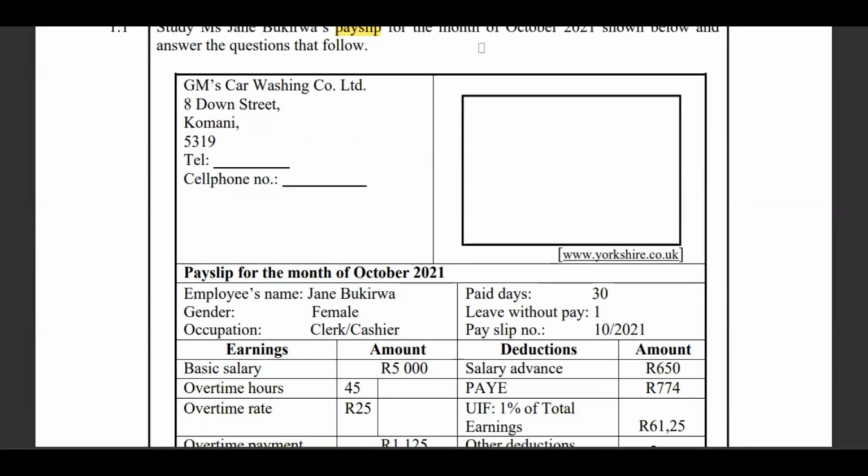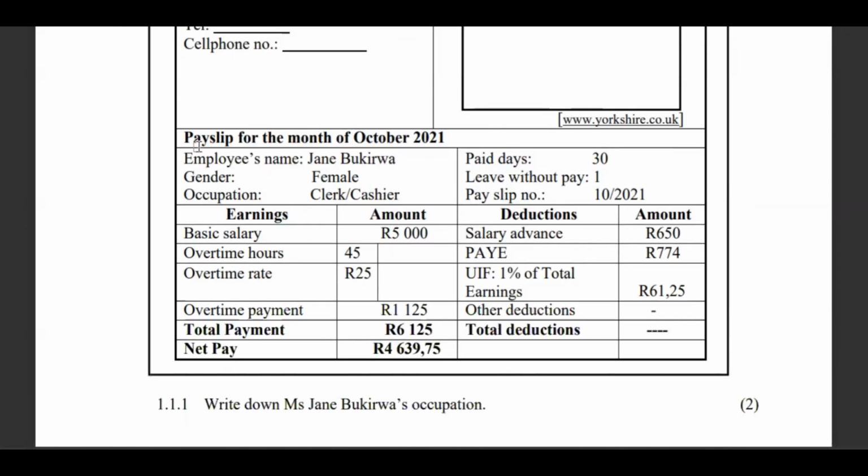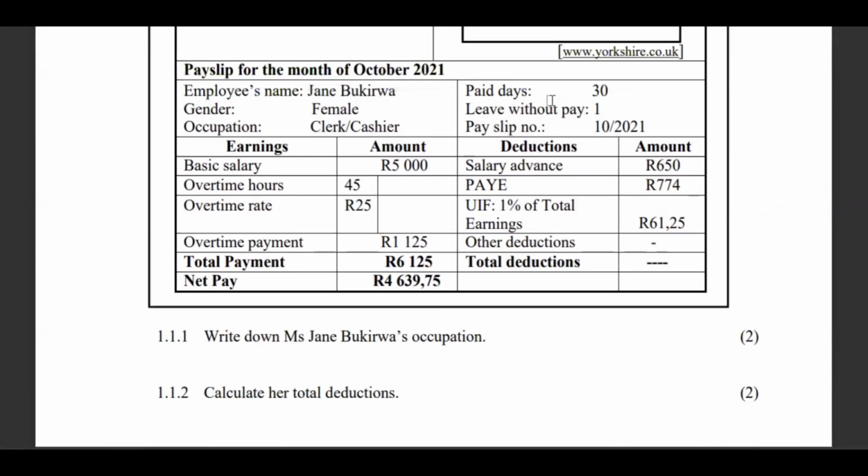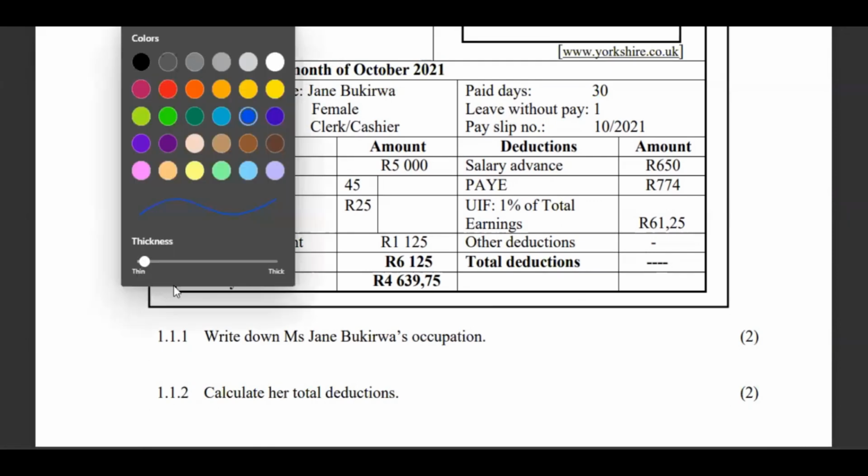So this person works at the GM's Car Washing Company Limited, located at 8 Dawn Street, Komani, 5319. The phone numbers are missing for privacy. Then the payslip for the month of October 2021. The details of the payslip are here and everything that goes on.